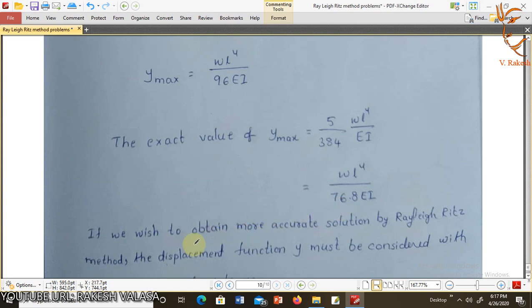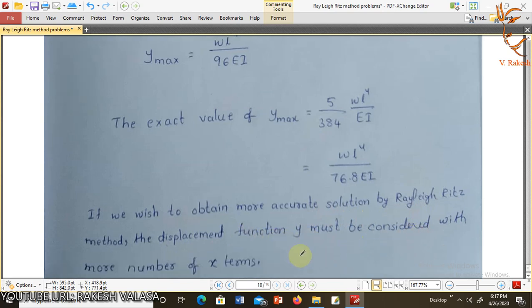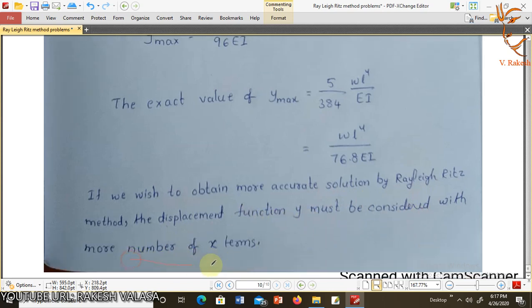If we wish to obtain a more accurate solution by the Rayleigh method, the displacement function y must be considered with more number of coefficients, that means a1, a2, a3, a4, a5, a6.